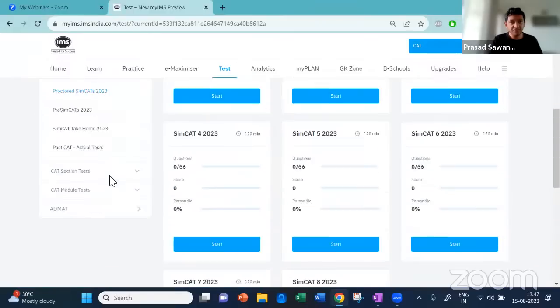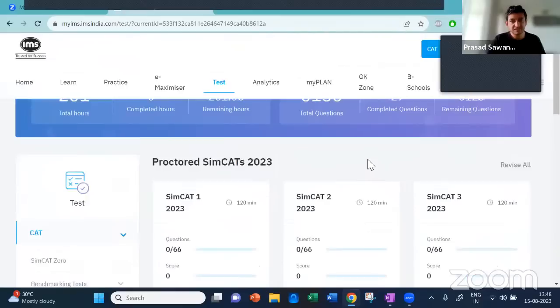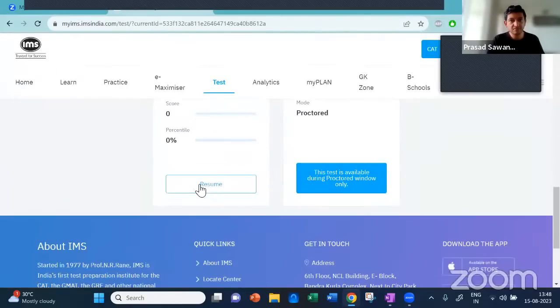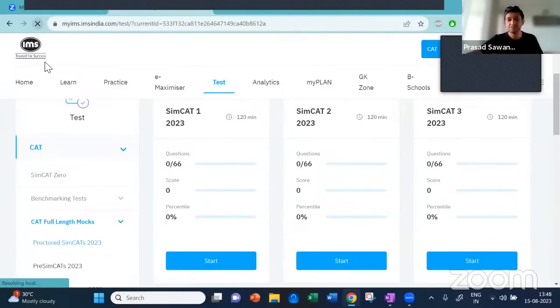So I think it will get refreshed. I'll just maximize the screen. Something got triggered because of my tablet. I'll let go of the tablet. Okay, let's see. Let's refresh it.